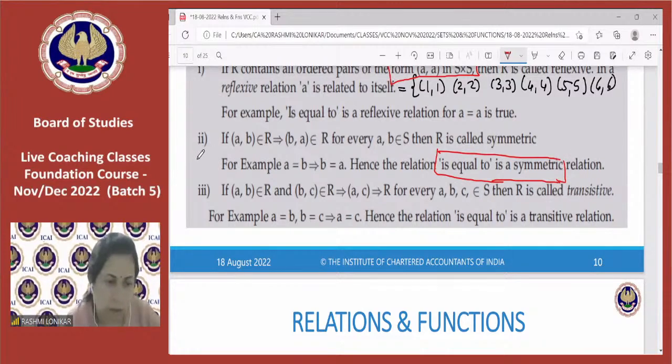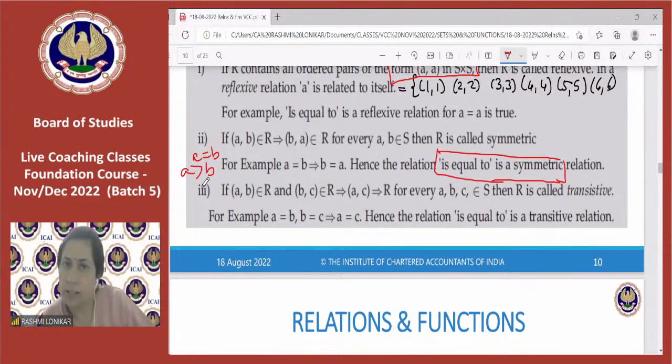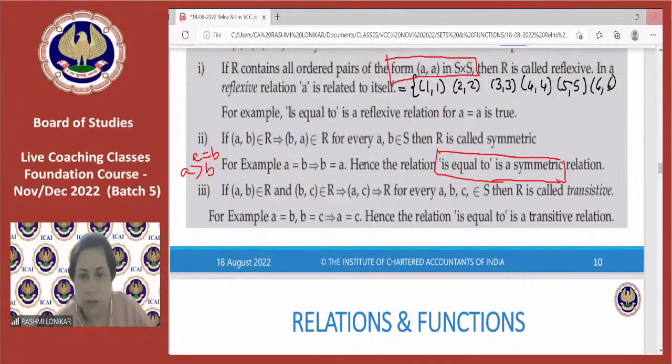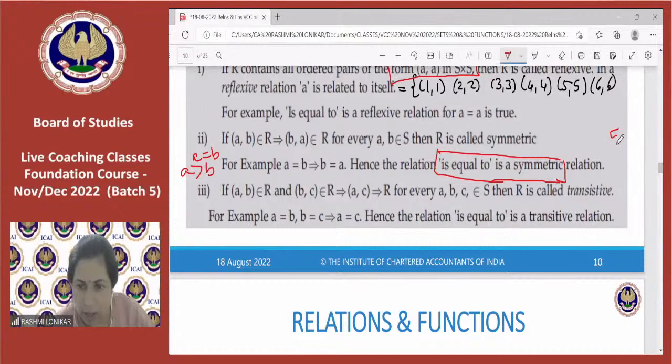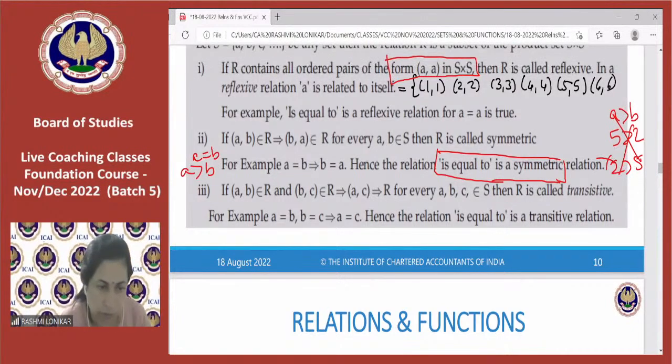So A equal to B is a symmetric function. What about A greater than B? If A is greater than B, does it mean B is greater than A? No, it does not. If I write 5 is greater than 2, does it mean 2 is greater than 5? No. A greater than B will not mean B is greater than A. So this is not a symmetric function. Equal to is a symmetric function.